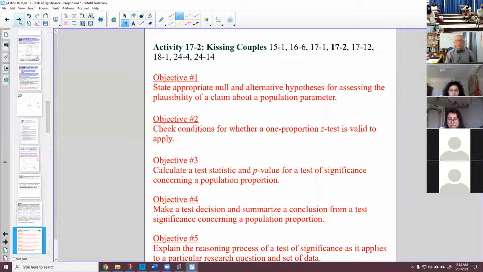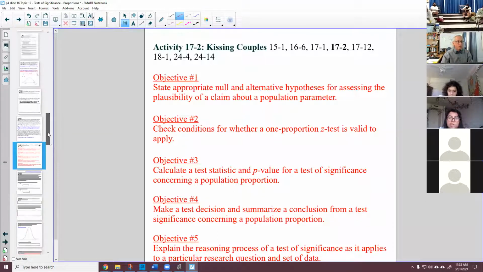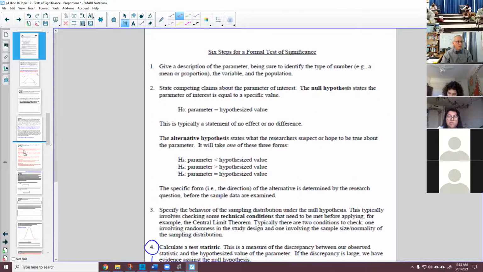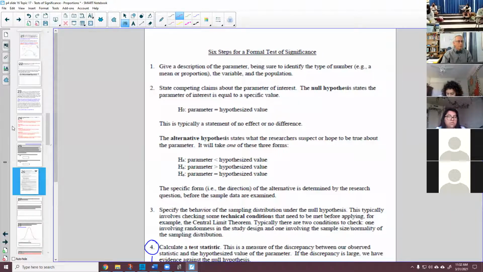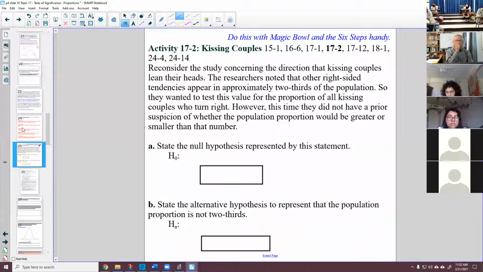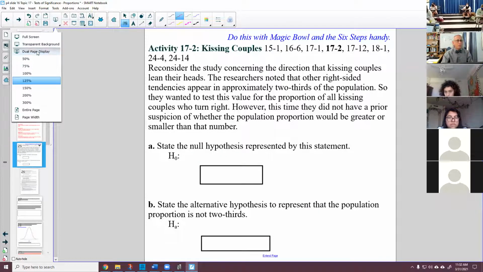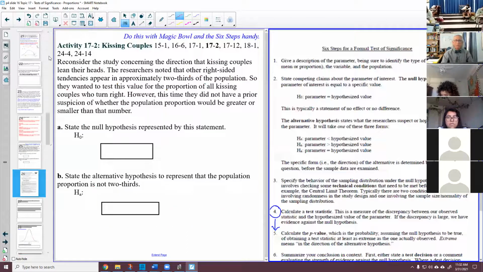Okay, so we're going to continue on kissing couples, and we're going to use the magic bowl. Again, we're covering all of our objectives, which is how do we do a test of significance. So let's call our test of significance down to here and start with this problem. Okay, so we're going to reconsider the study.